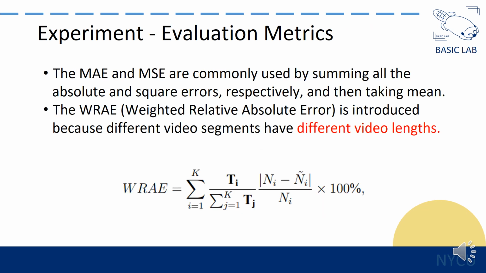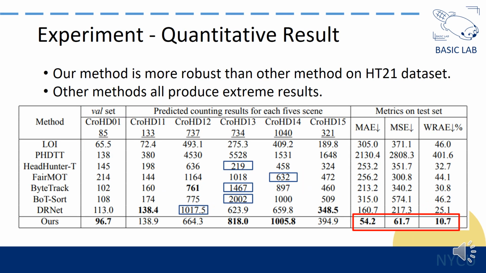We use 3 evaluation metrics to compare our method with baselines. The MAE and MSE are commonly used. The WRA, weighted relative absolute error, is introduced because different video segments have different video lengths. The table displays results on the real dataset HT21 using various methods. The underlined number represents the ground truth count for each scene. It is noticeable that the other methods yield extreme results in specific scenes.